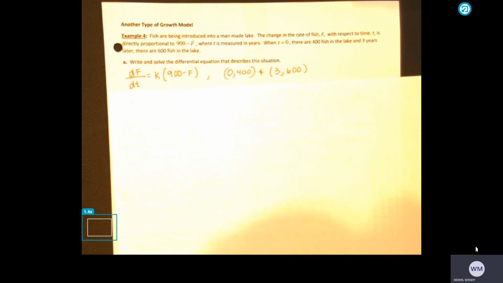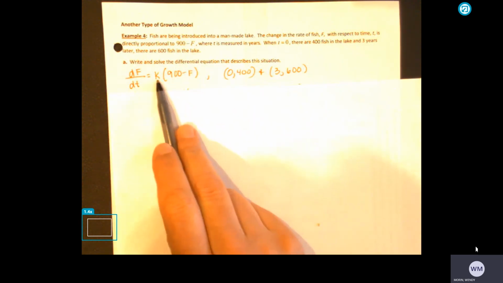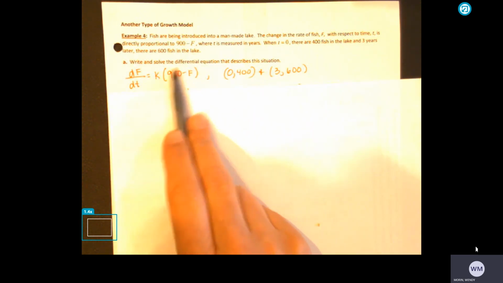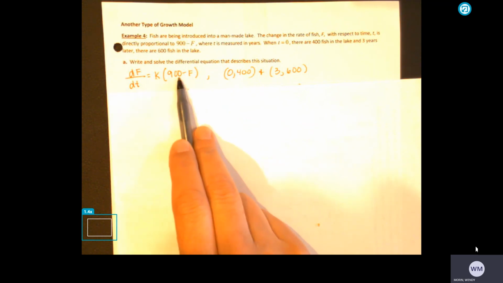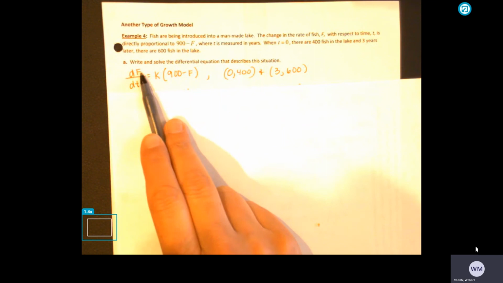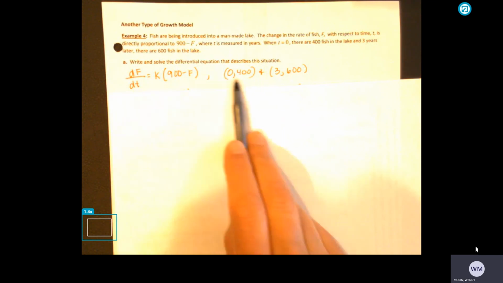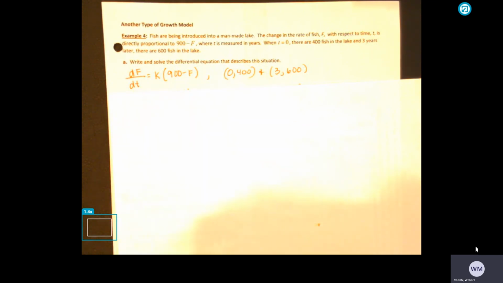Write and solve the differential equation that describes the situation. So again, directly proportional is k times. Inversely proportional would be k divided by. So I use f for fish, t for time, and these are your given points. And then the process begins.